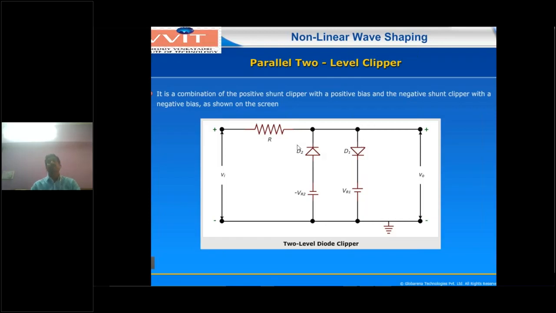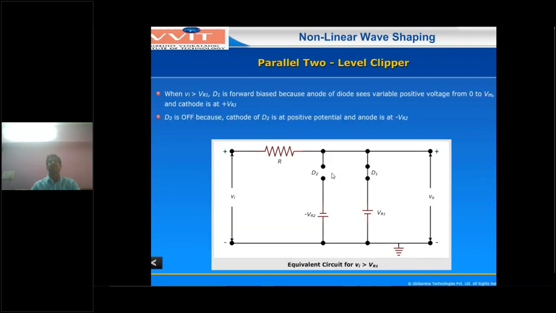Come to the second one. What about D2? D2 here gets positive 4 volts, and here is minus VR2, let us take minus 2 volts. So D2 will be reverse biased, in the off condition. D1 is on whenever the input voltage is greater than VR1. Now what is the output voltage value? The minus VR2 supply voltage will be inactive, so V0 is parallel to VR1. So the output voltage equals VR1 whenever the condition is Vi greater than VR1.